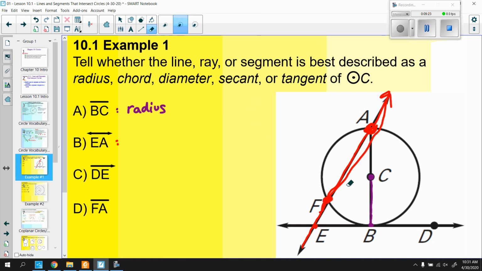I would call that a secant. I would say that is the best word for that. It's a line, it's continuous, and it intersects the circle at 2 different spots. Okay.